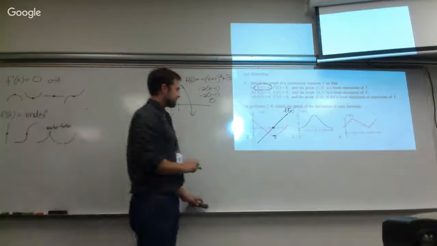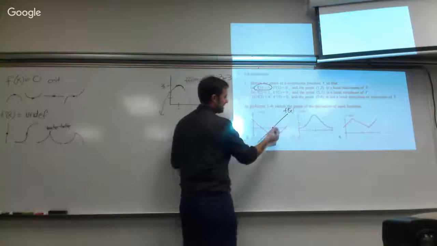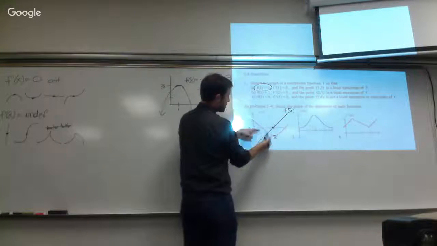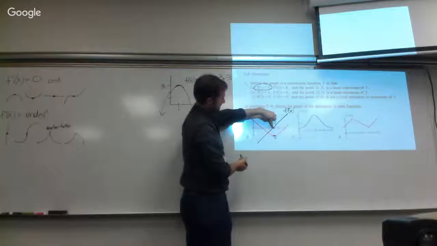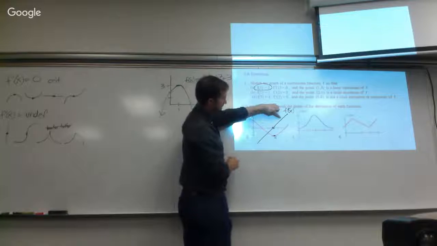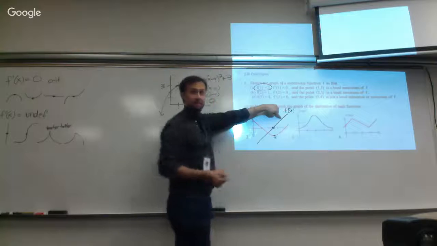And again, you just have to go back and check yourself. This is the derivative, and therefore it's telling me the slope. Is the slope of my graph here really 0? Yes. Is the slope of my graph here really negative? Yes. Is the slope of my graph here really positive? Yes.